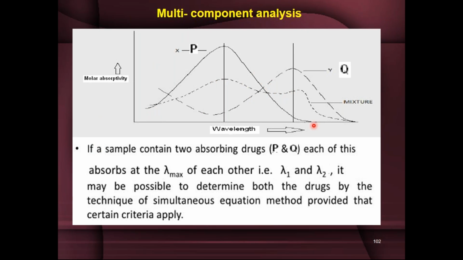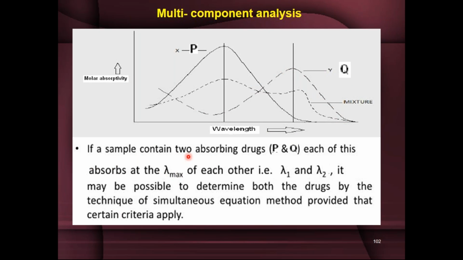How do you get this P curve? This is by taking standard P solution. That is, you take the pure drug P, prepare a solution, and then you take the spectrum. That is, at different wavelengths, you measure the absorbance and then convert to molar absorptivity, you will get a curve like this. Similarly, for standard solution of Q substance, you will get a curve like this.